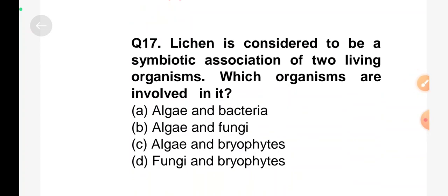Next question. Lichen is considered to be a symbiotic association of two living organisms. Which organisms are involved in it? Option A, algae and bacteria, option B, algae and fungi, option C, algae and bryophytes, option D, fungi and bryophytes. Right answer is option B. Option B, algae and fungi is the right option.